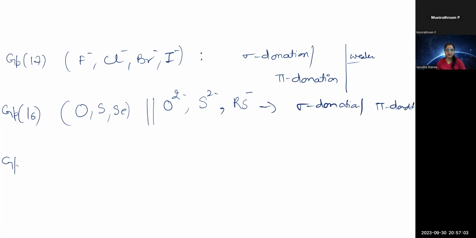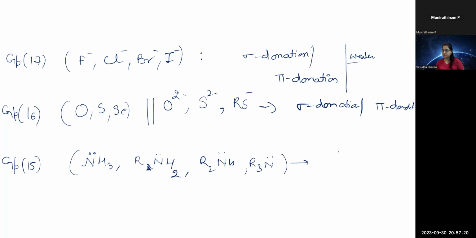Now we have group 15, where we have NH3, R2NH, that means primary RNH2, secondary R2NH, and tertiary R3N kinds of ligands. That would have only sigma donation. There is no pi present. So they are also weak.